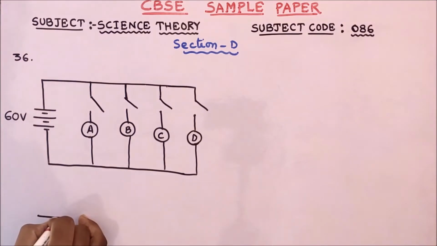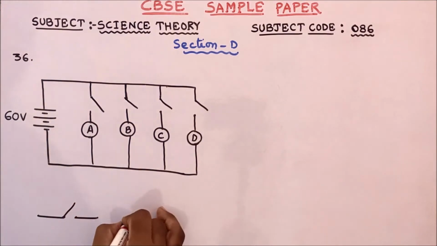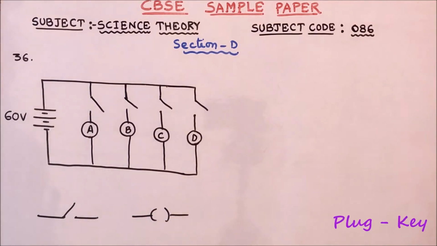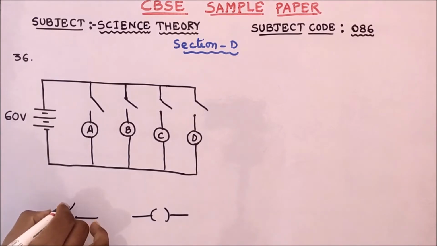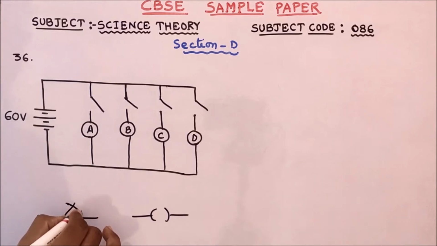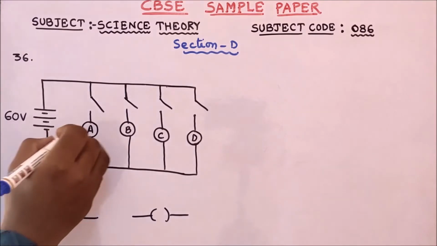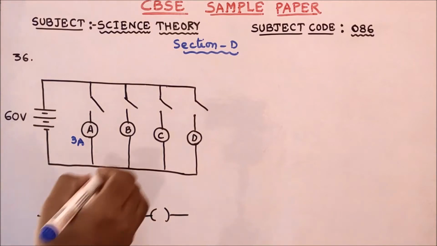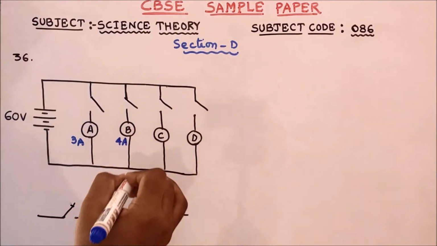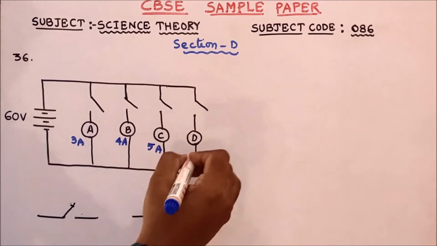This is the symbol of a switch. In the textbook you have another symbol, that is the key. When you insert the key, it is on. When you take out the key, then it is off. In the same way, this is a switch, and this is the connecting material. If you connect it to the other end, it is in on condition. If you open it like here, it is in off condition. There are some current ratings written there: 3 ampere, 4 ampere, 5 ampere and 3 ampere.